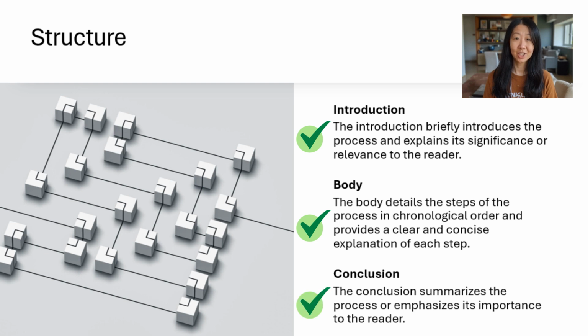Finally, the conclusion pulls everything together. After walking your reader through all the steps, wrap up the explanation by summarizing the process and emphasizing its importance or usefulness. This final section often reiterates why learning this process matters and may offer suggestions on how to apply the knowledge or what benefits the reader can expect.